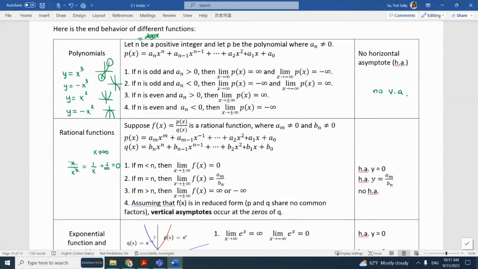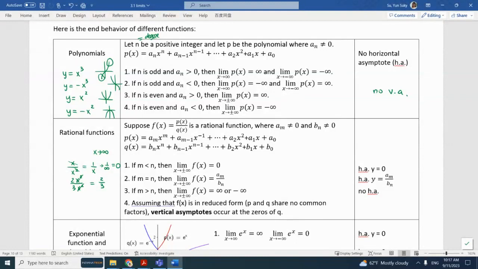Okay, next. If they're the same power. Look at this. Like 2x squared over 3x squared. If they're the same power, do you see the x squared cancel? You just get 2/3. You get a number, right? That number is actually the ratio of the leading coefficients of numerator and denominator. Right, everybody?